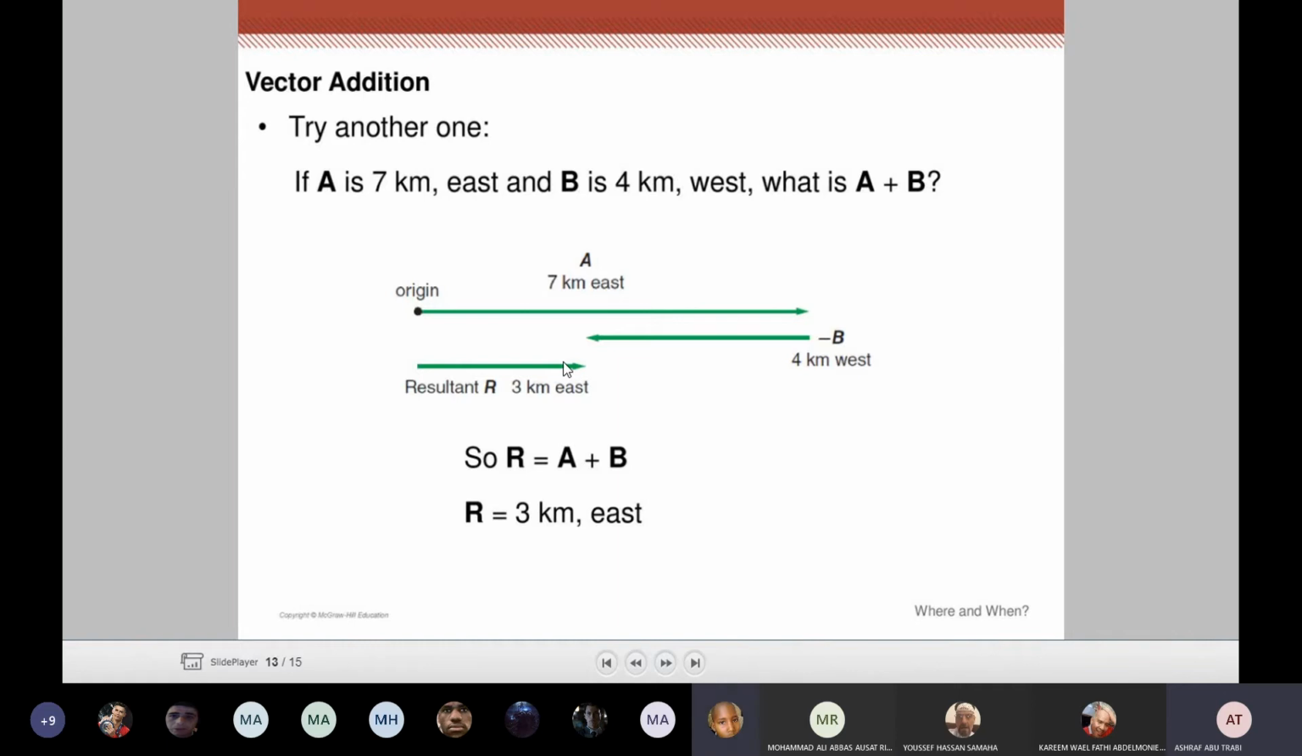Okay? You have a question? Mister, what if we put -3 km to the east, is it correct or wrong? Here, in this case?